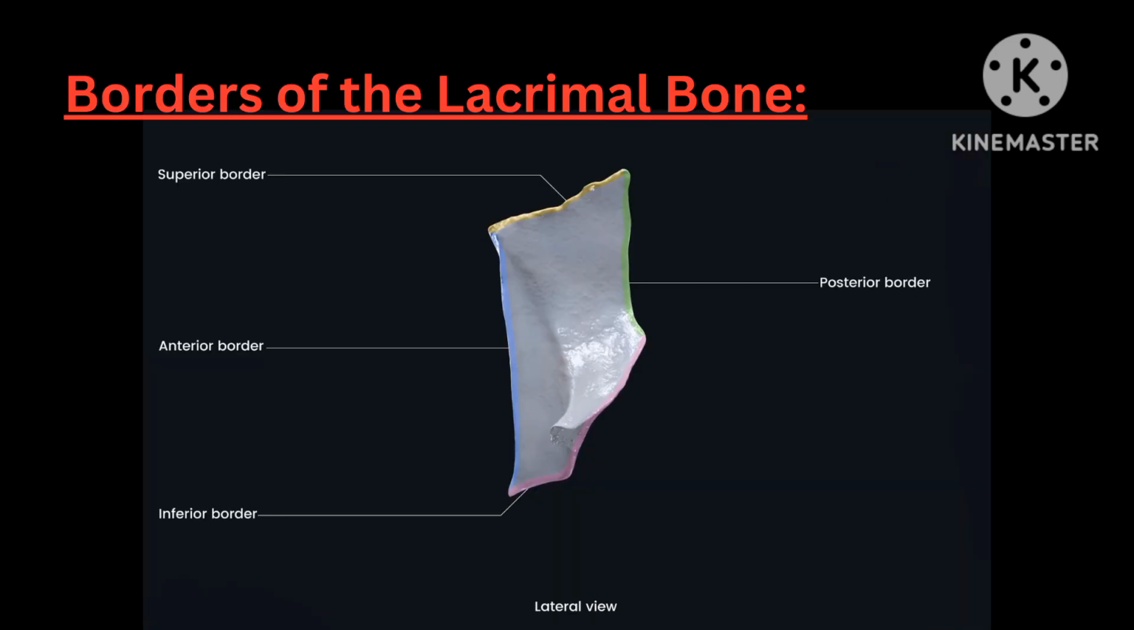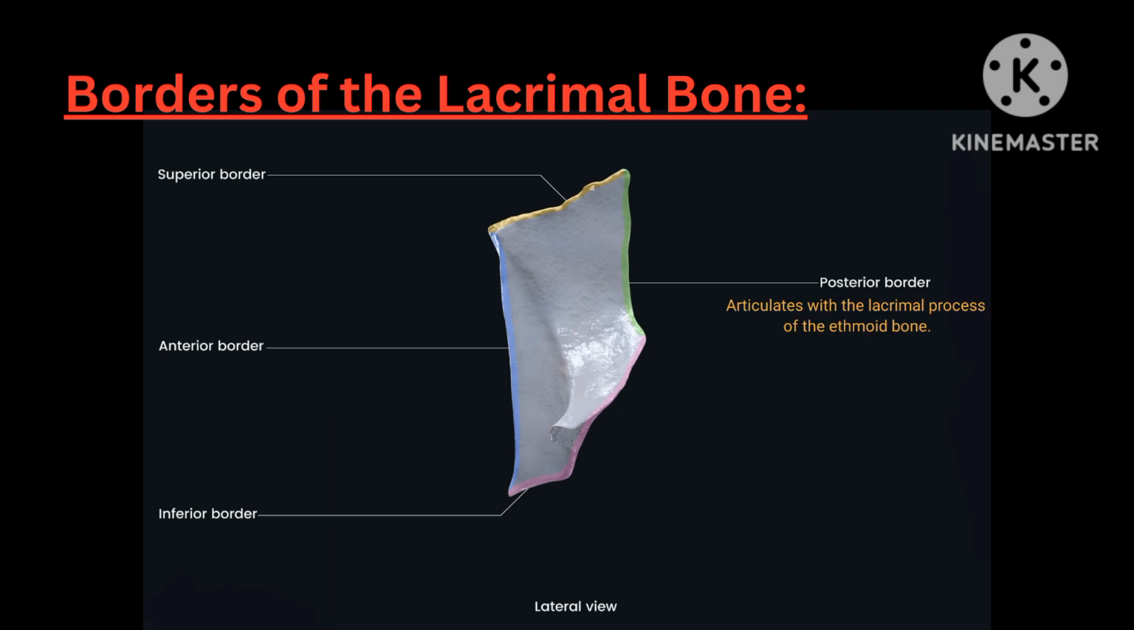Borders of the lacrimal bone. It has four borders: anterior, posterior, superior, and inferior borders. Anterior border: articulates with the frontal process of the maxilla and forms the anterior part of the lacrimal groove.